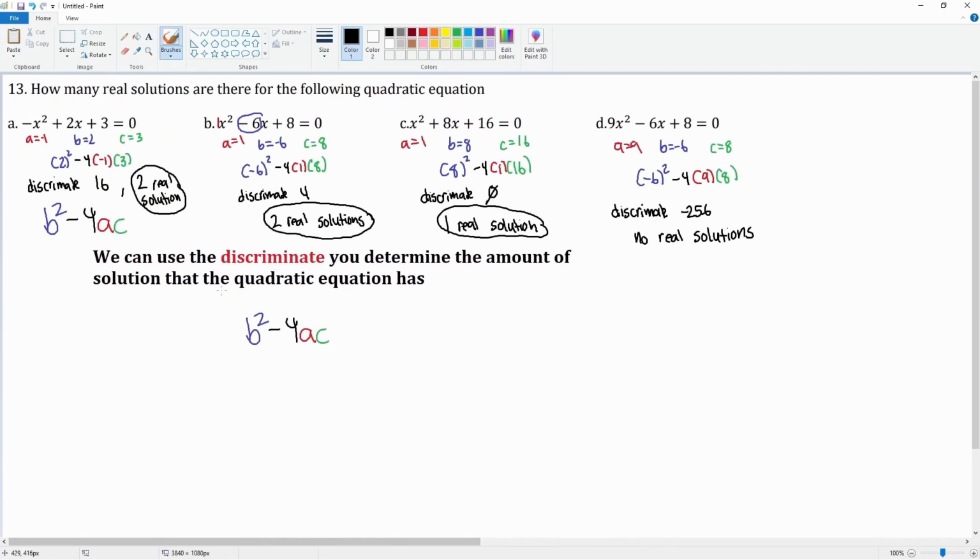So let's recap this. Okay, for the first two, the discriminant was positive. You get 2 real solutions. If the discriminant is 0, like for c, you have 1 real solution. And for d, if the discriminant is negative, it has no real solution.